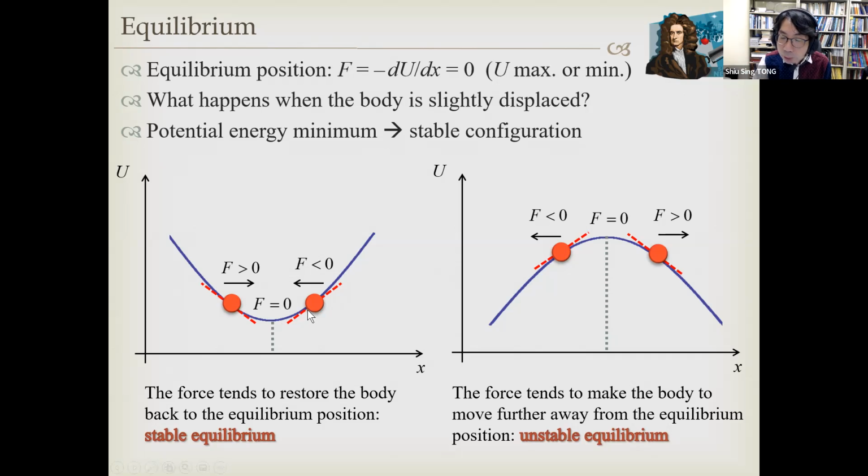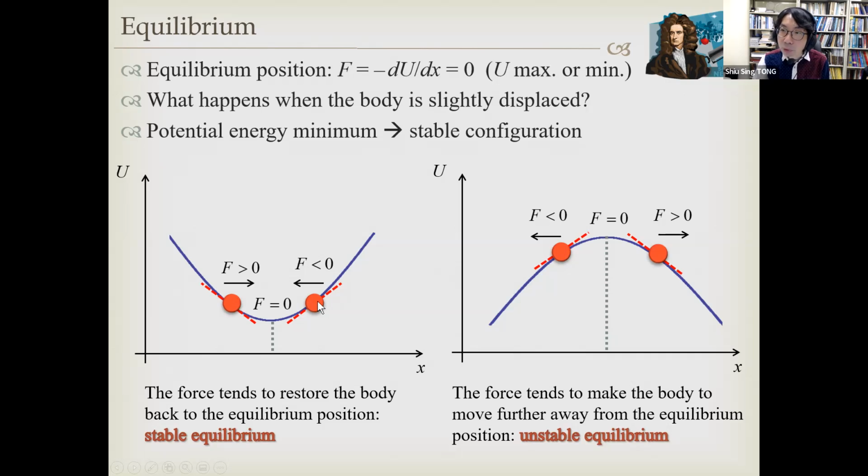Now, if we imagine the object is slightly displaced away from this position, say to the right, then according to this picture, you can simply draw a tangent to the curve. And the force will always be pointing to the direction of decreasing u, so it points to the left. So the force will then what?